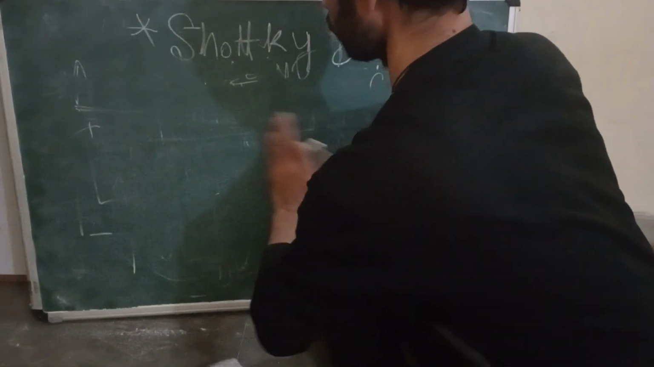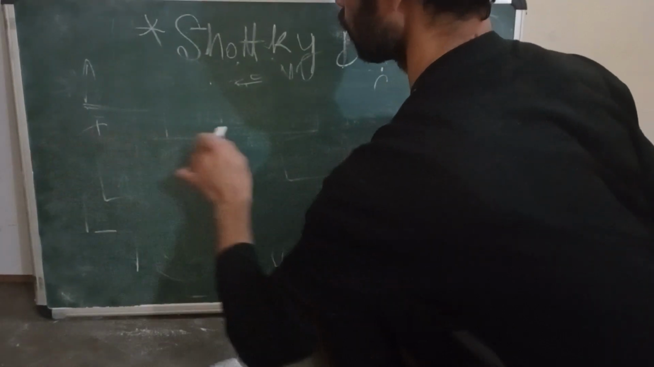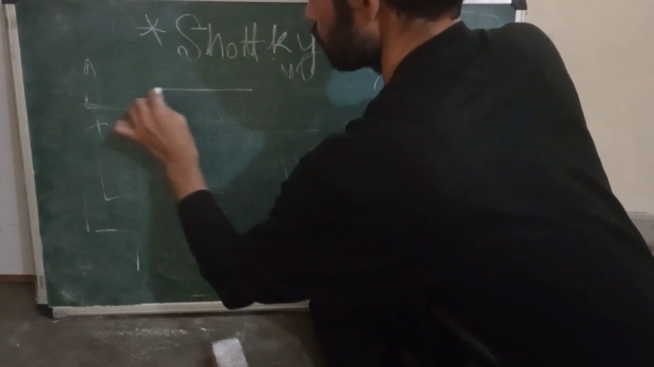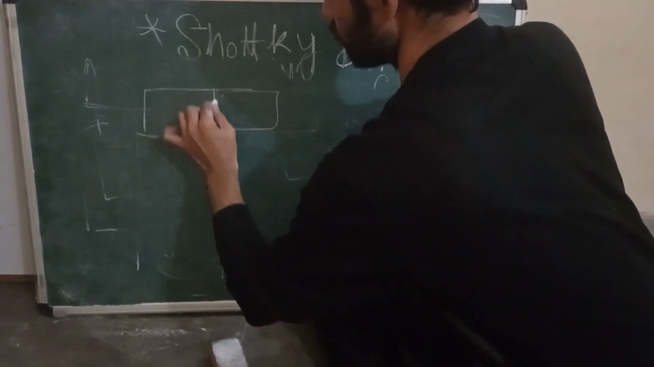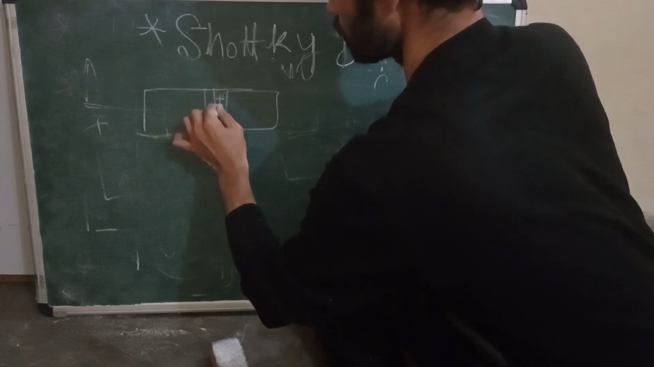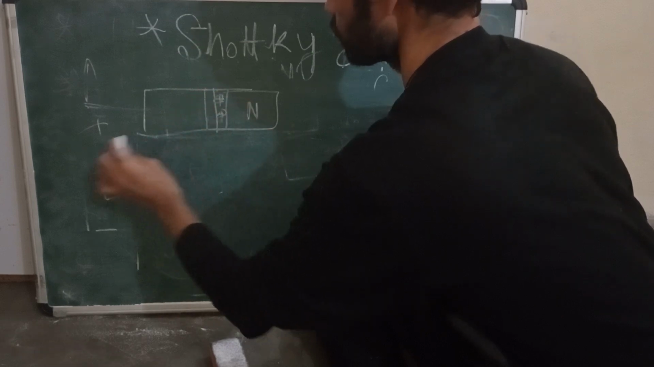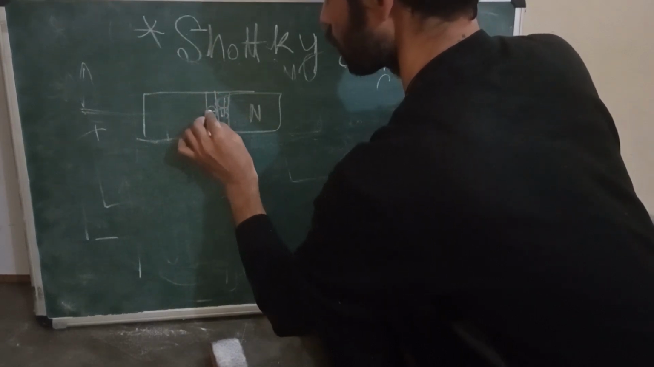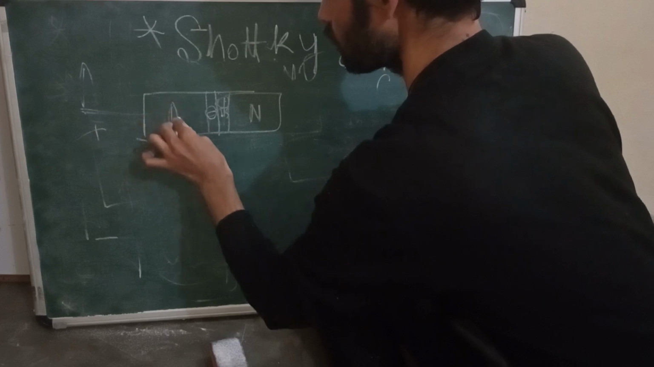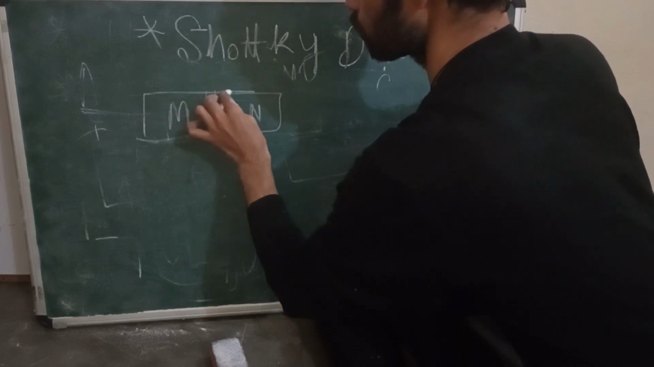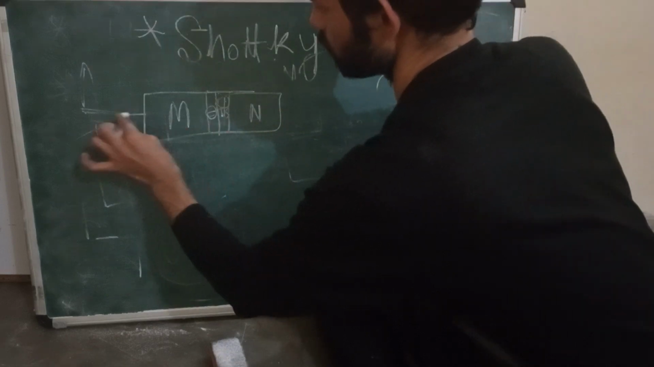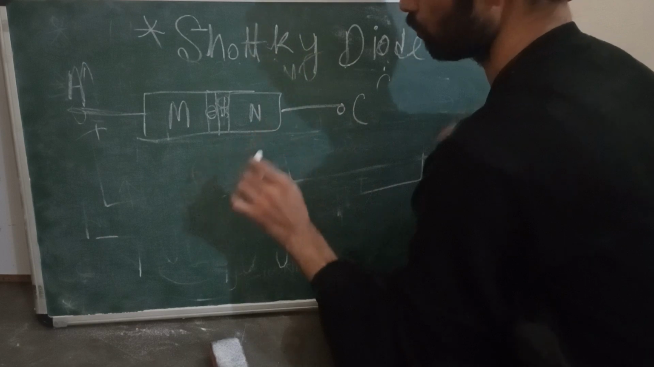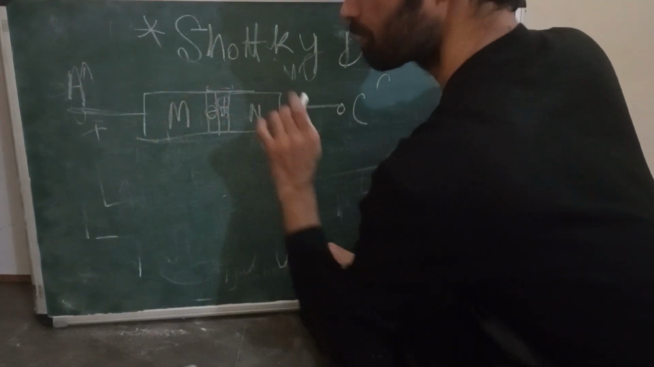Now in the Schottky diode, this we have seen. There is a depletion region. This is the positive ion on the n side, and the negative ion on the metal side. So this is my depletion region. This is my anode, and this is my cathode.